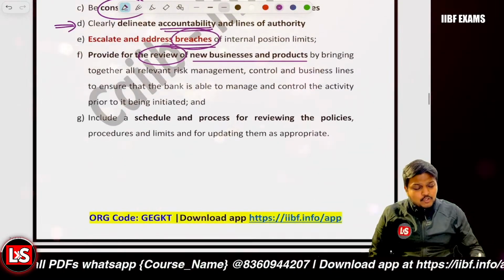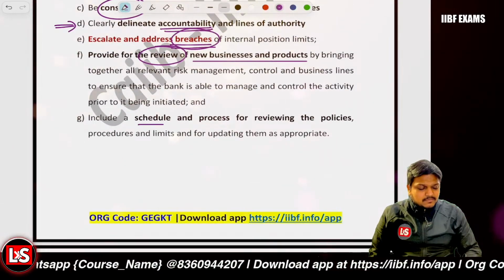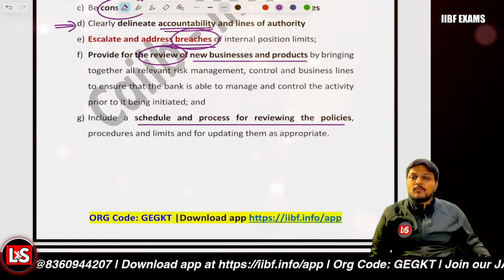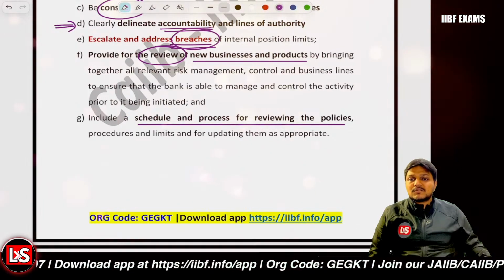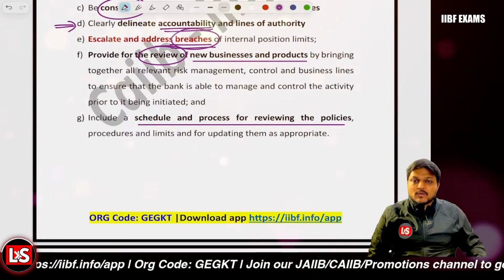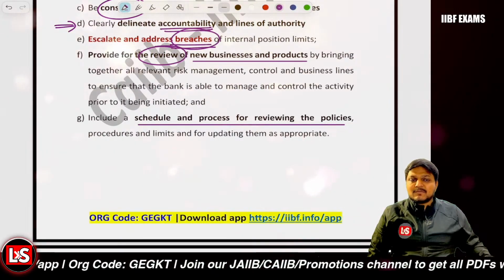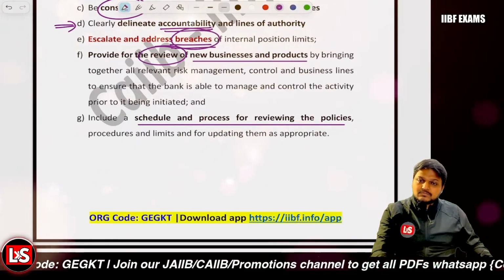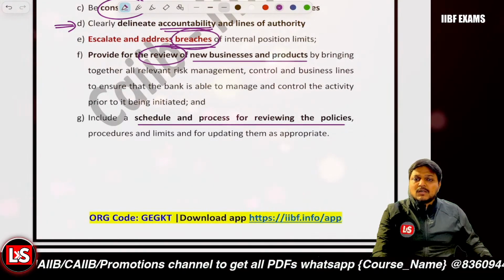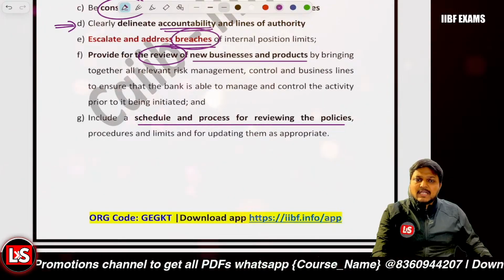And periodic review should be done related to these policies, procedures, and limits, and those should be updated based on market changes related to the risk profile and risk environment. That must be looked into, right? So that's about the policies and the limits.